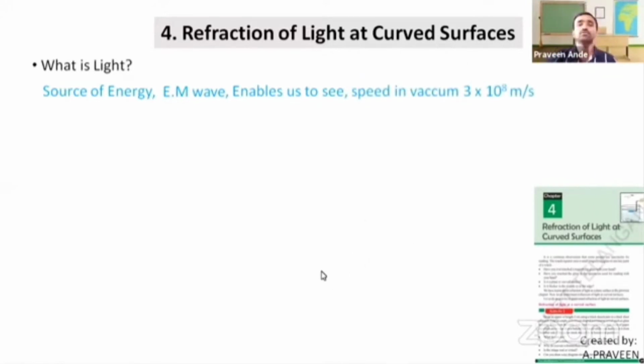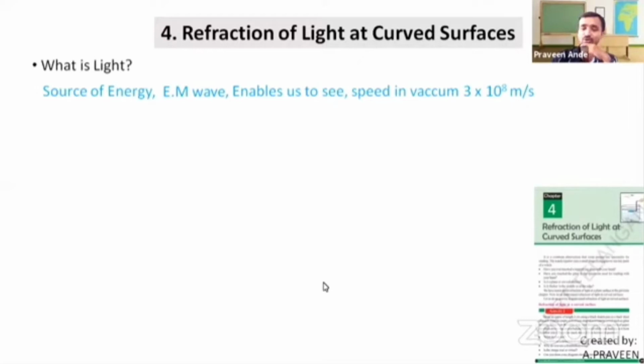So what can you say light means now? It is a source of energy. It propagates as a wave. That wave type is electromagnetic wave. It enables us to see, and it propagates in vacuum with the speed 3 × 10^8 meters per second.